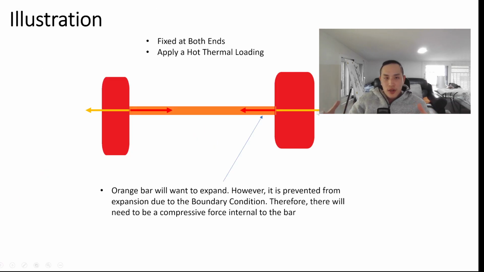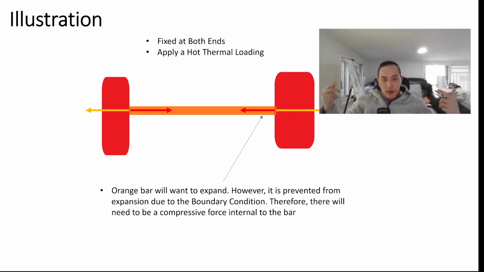To illustrate what I was trying to say previously, imagine this orange rectangle as the bar, and then the reds are assumed fixed boundary conditions, and then you apply a hot thermal loading. As I mentioned in the previous slide, the orange bar will want to expand for a hot thermal loading, right? But because the red rectangles are meant to represent fixed boundary conditions, essentially the bar is restrained from expansion, right? So if the bar wants to expand, the orange will want to move outward, left and right, right?